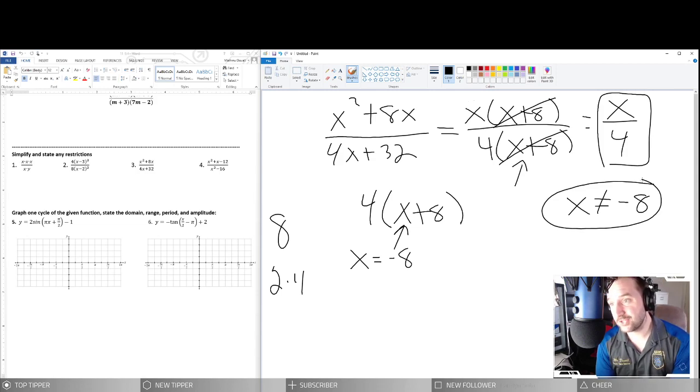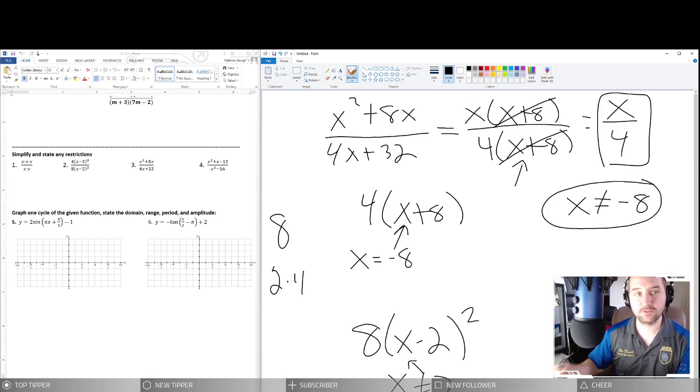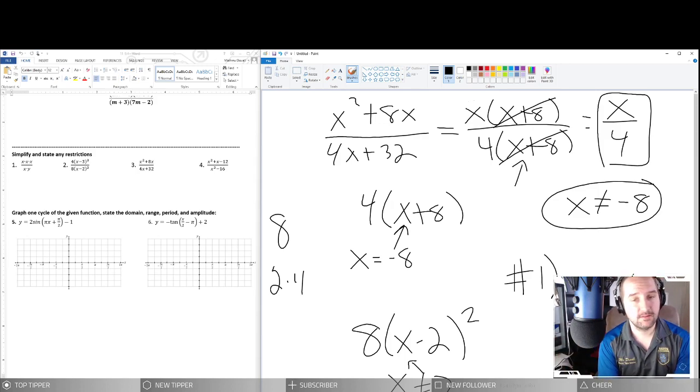So going back to number 2, x cannot be positive 2. Because if I have 8 times x minus 2 squared, well, x can't be positive 2. Because if I plug in 2, 2 minus 2 is 0, 0 squared is 0, 0 times 8 is 0. Well, I'm dividing by 0. That's undefined. On number 1, I have both an x and a y in the denominator. So x can't equal 0 and y cannot equal 0. So I actually have two restrictions because I have two variables. Comments or questions on that?